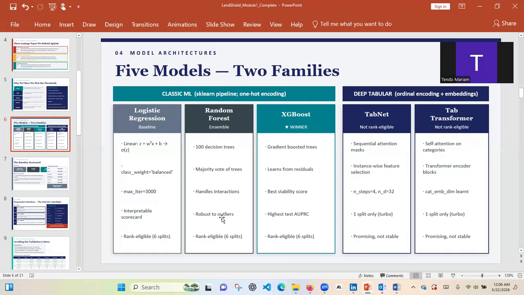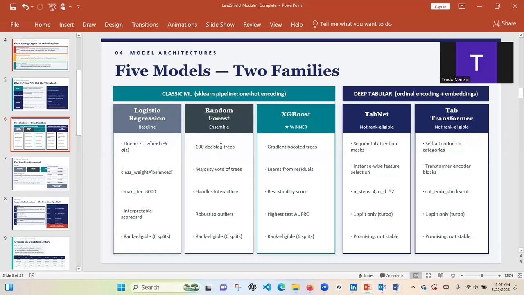and this one gave me results that the rank is eligible, and it split 6. When I continue to the decision, basically the logistic uses a linear equation to train the data, and the interpretable scorecard accuracy was 95%.